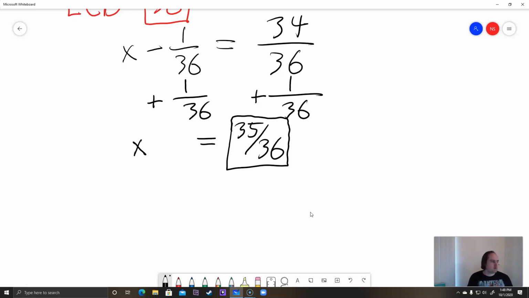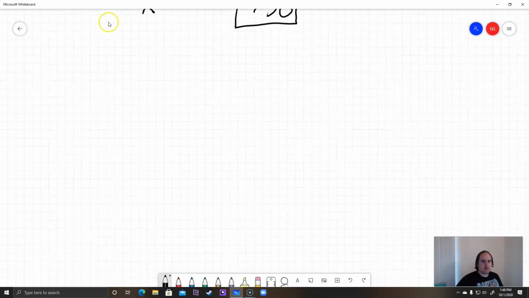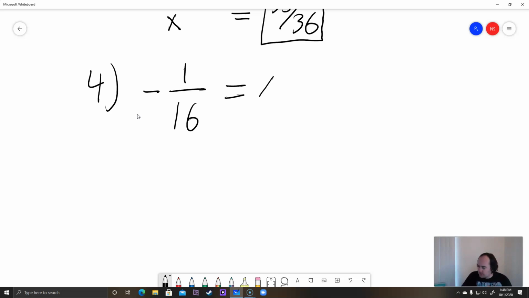Okay, so I'm just going to be doing gradually harder and harder problems to make sure you see each type of challenge that shows up. Okay, so that was number 3 that we just did. Now we're doing number 4. Number 4 is negative 1/16 equals x minus 7 over 12.